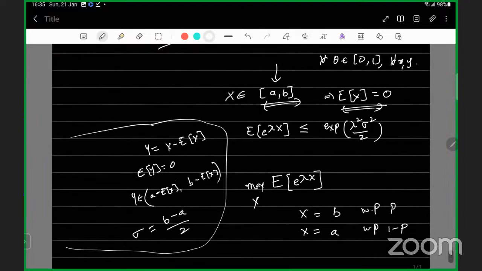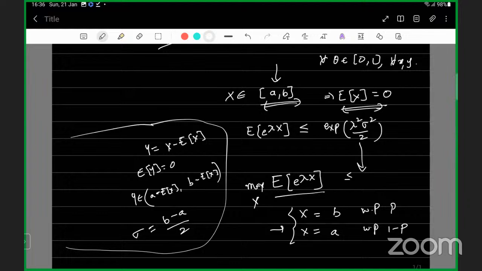So what we can show, if we argue properly, is that among all distributions which have bounded support, this distribution will have the highest expected e power lambda h. So then you just show that for this particular distribution, expected e power lambda h is less than or equal to this thing. Then this will hold for any distribution which is bounded.